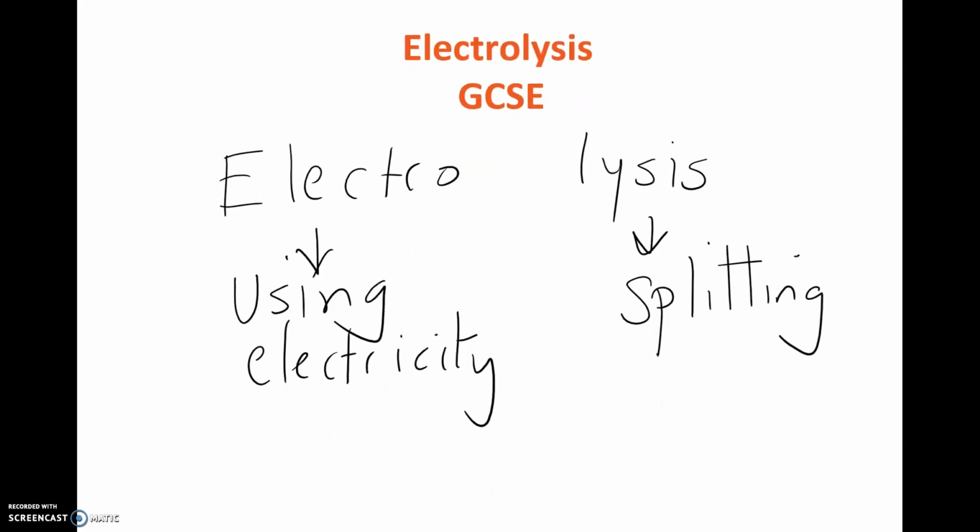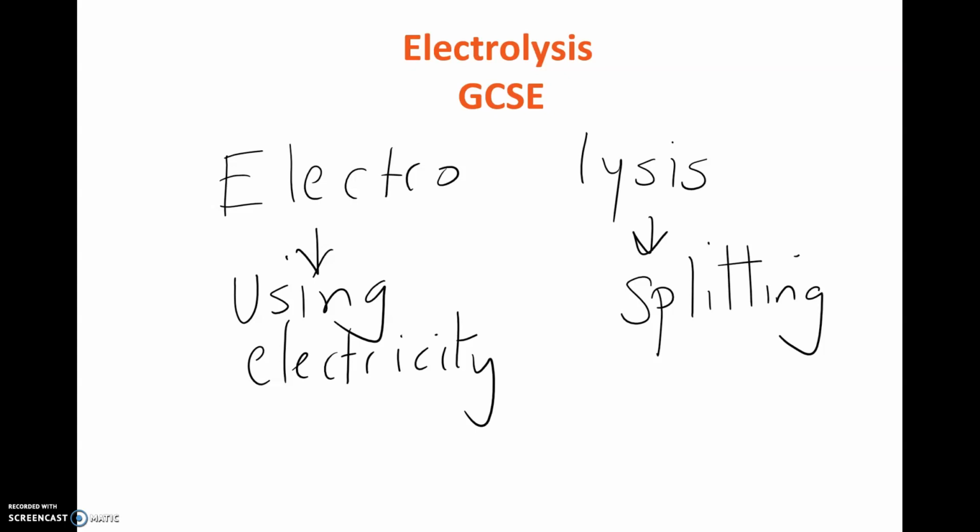Where do we use electrolysis? So electrolysis is used if the metal is more reactive than carbon. If you look at your reactivity series, if a metal is less reactive than carbon, you can use carbon to extract the metal from its ore. If the metal is more reactive than carbon, then you can use electrolysis.